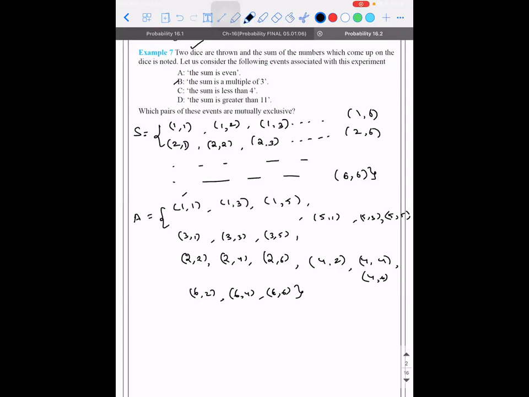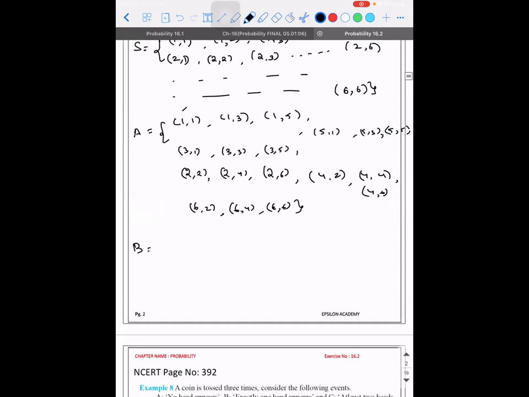So B is the sum is a multiple of 3. So what are all the possible outcomes? When you talk about sum, what is the maximum sum that you can get from rolling 2 dice? 12, right? Since they are saying divisible by 3, you can get the sum as 3, 6, 9, or 12. So what are all the possible outputs? 1 can be added to 2 or 2 can be added to 1. This will give you a 3. Is there any other possibility?